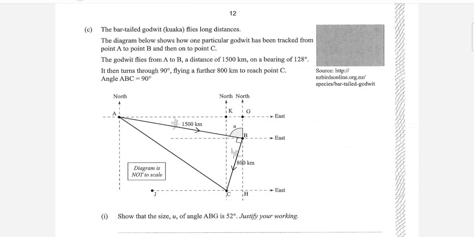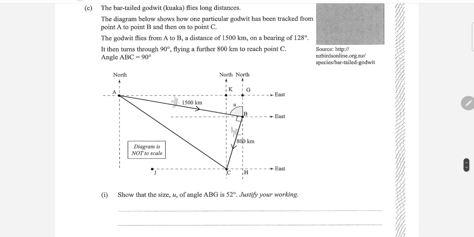All right, so it started from A. It flies 1500 here. Then on a bearing of 128, it started flying down. Then it turns 90 degrees. Cool. Show that the size of angle ABG is 52 degrees. ABG, which is this one, is 52 degrees. This is what we have to prove. All right, let's see what we can do.